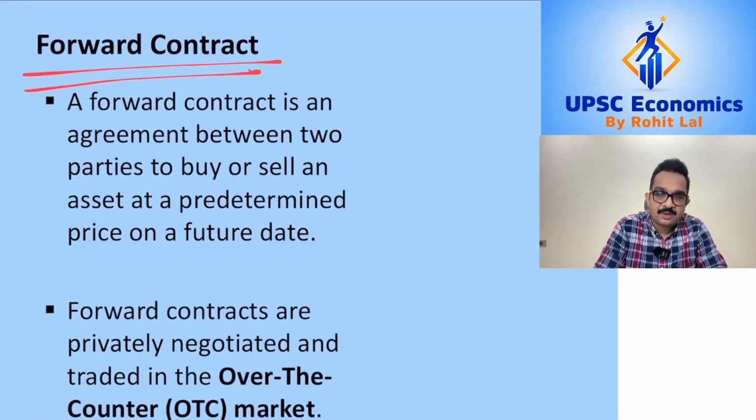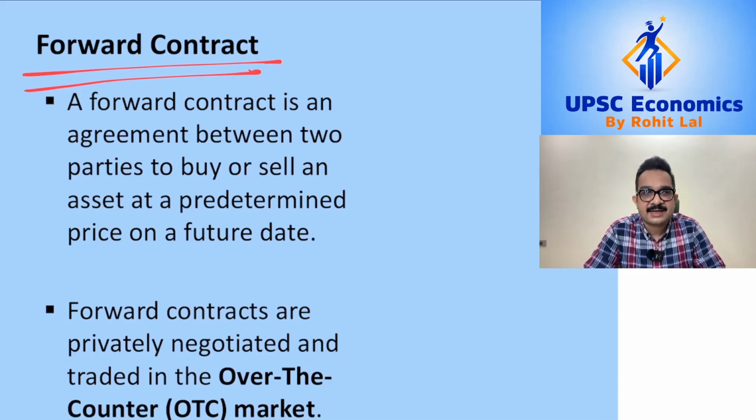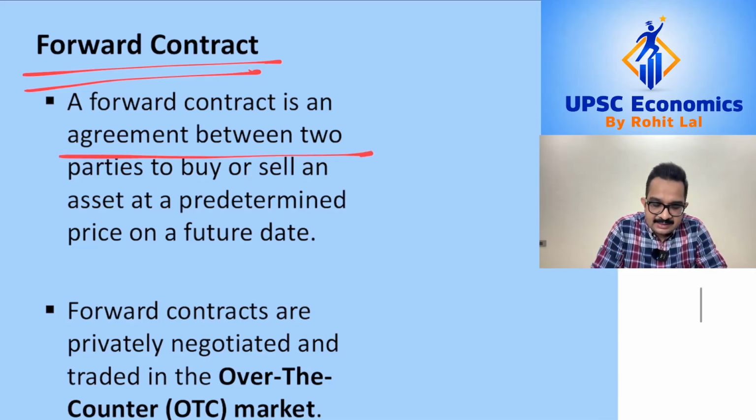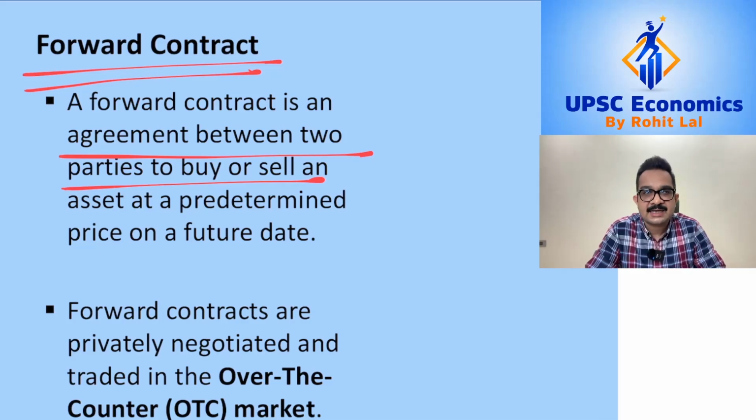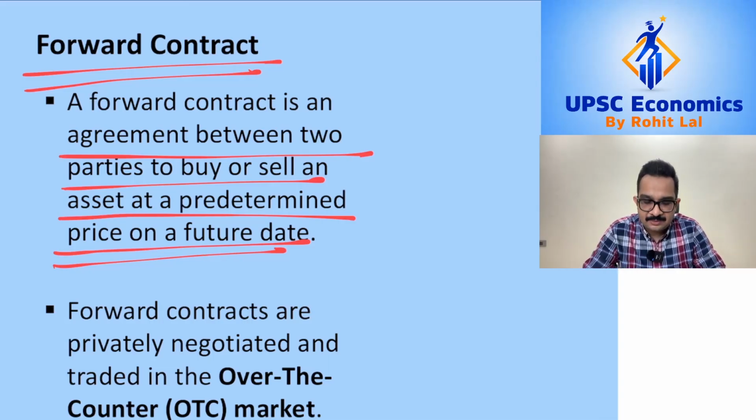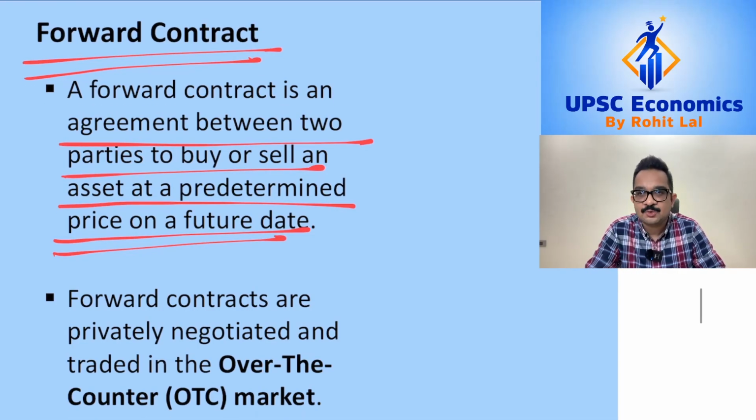A forward contract is essentially an agreement between two parties. Two parties enter into an agreement to buy or sell a particular commodity in the future at a predetermined price. So you have a contract which two parties sign amongst themselves, whereby they agree that in the future, at a certain date, one party will buy a commodity and the other party will sell that commodity, at a specified price.